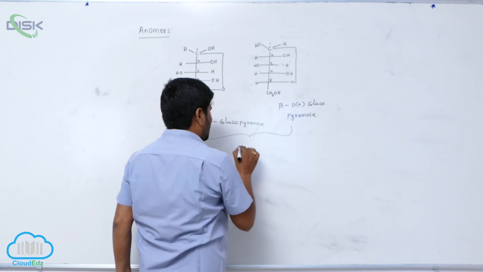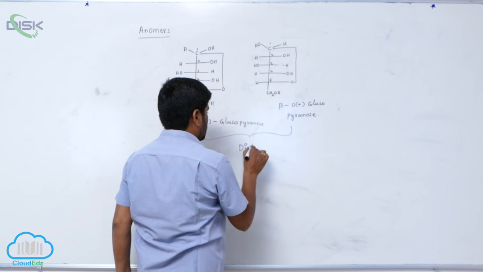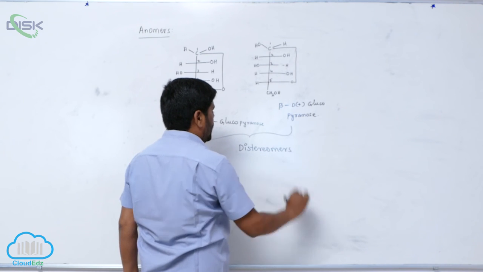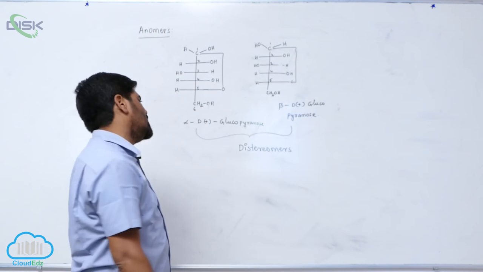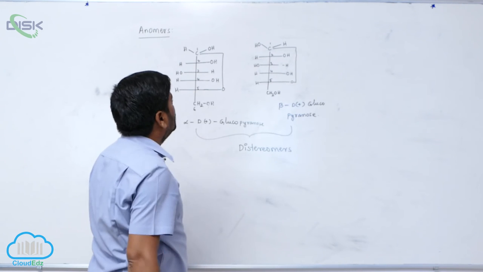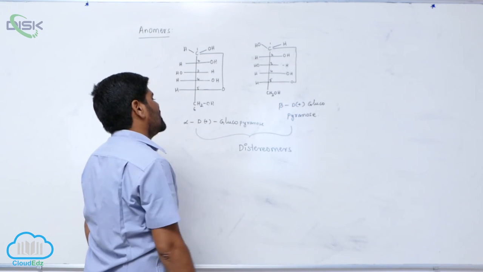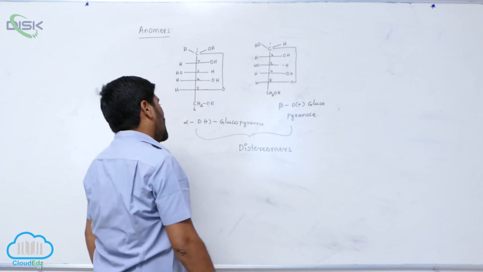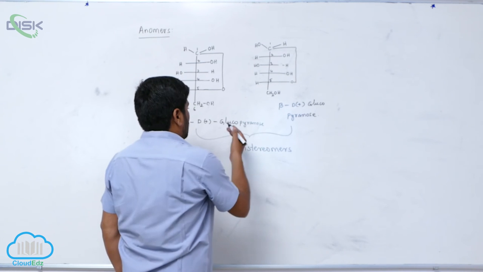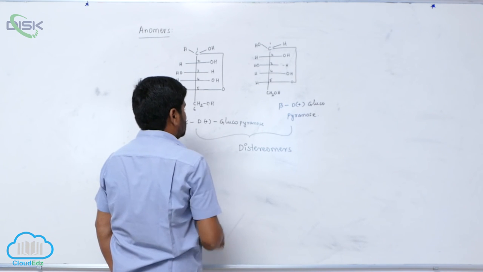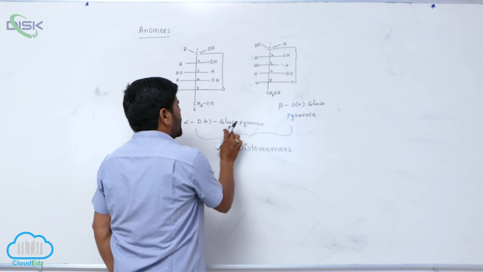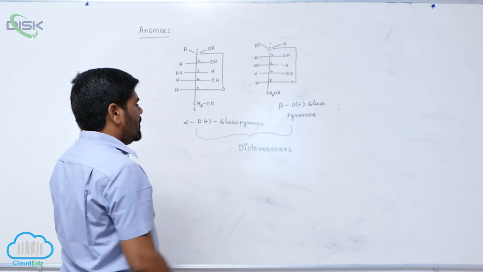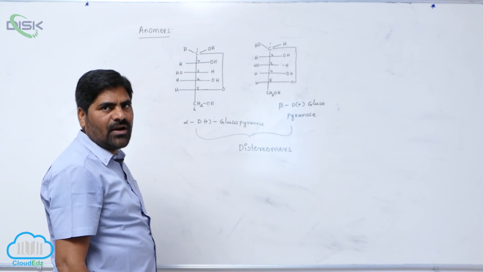First, these two are what? Diastereomers, meaning non-superimposable, non-mirror images of each other. So that is the reason why a pair of diastereomers that differ in the configuration at C1 carbon are known as what? Anomers. So alpha D plus glucopyranose and beta D plus glucopyranose are diastereomers.